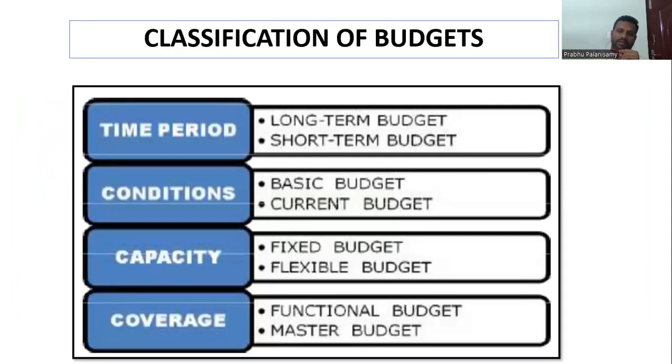Classification of budgets. A budget has a lot of aspects, and based on the budgets only, controlling can be done very easily. The budget is classified in various forms: time, condition, capacity, and coverage. In time: long term and short term, basic budget and current budget. In conditions and capacity: fixed and flexible. In coverage: functional budget and master budget. These are the classifications of some of the budgets.